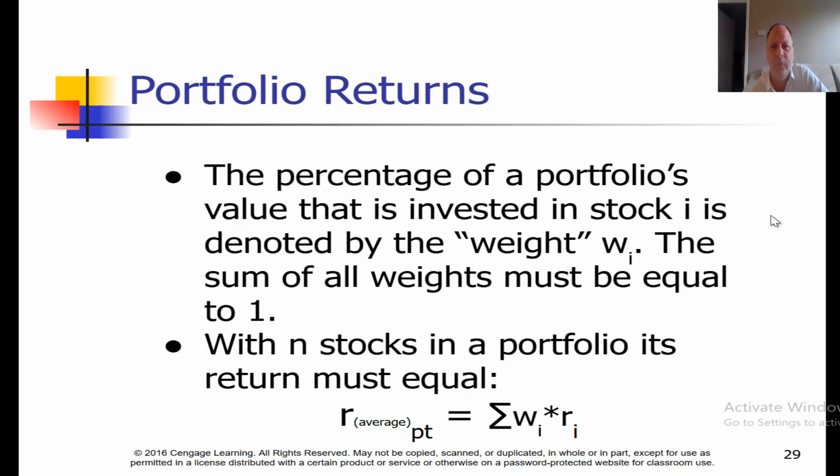Now let's consider portfolio returns. The percentage of a portfolio's value that is invested in stock i is denoted by the weight w_i. The sum of all these weights must be equal to 1. If we have N stocks in a portfolio, its return must equal the summation from i equals 1 to N of w_i times r_i.